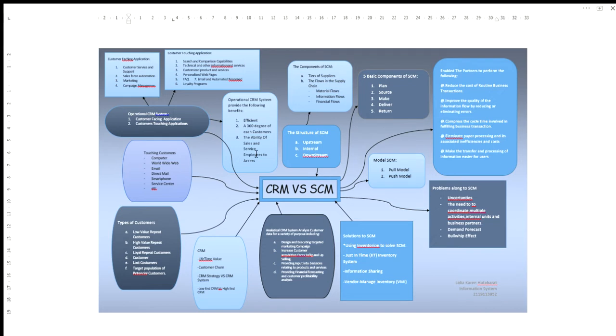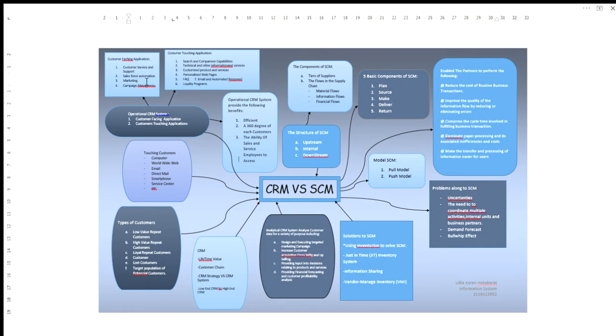To distinguish how a customer-facing application differs from a customer-touching application, let's see what customer-facing applications consist of. First, number one, customer service and support. Customer service and support, such as in a call center, provides advice or direction to customers both online and offline.